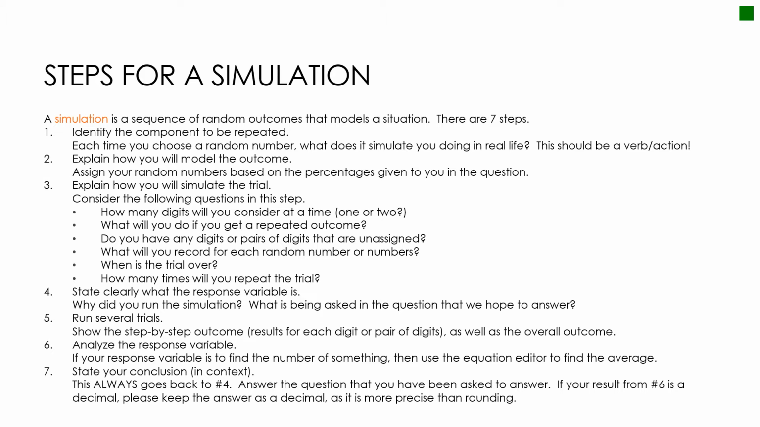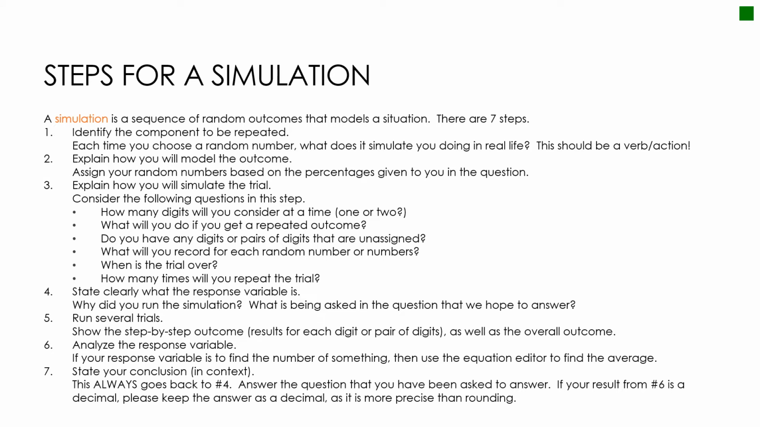Next, do I have any digits or pairs of digits that are unassigned? So when I'm assigning my numbers in step 2, did I leave out any numbers on purpose just because it made sense to do so? In which case, make sure that you include that in your little write-up.